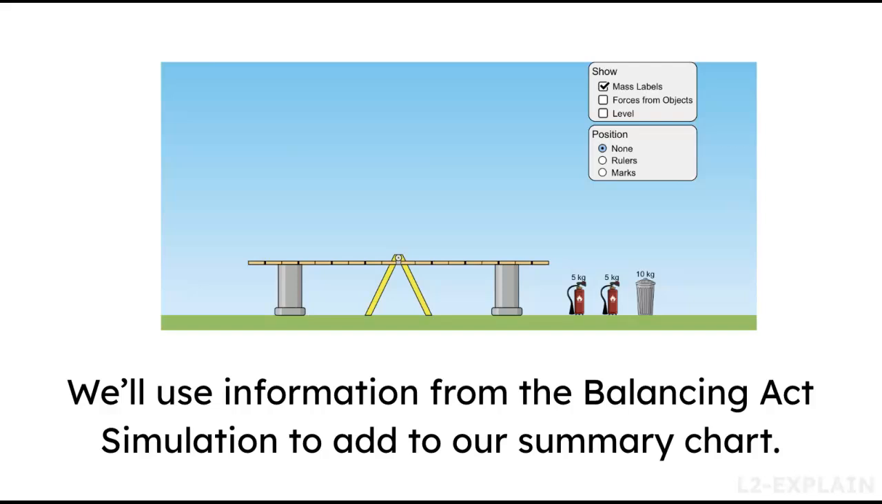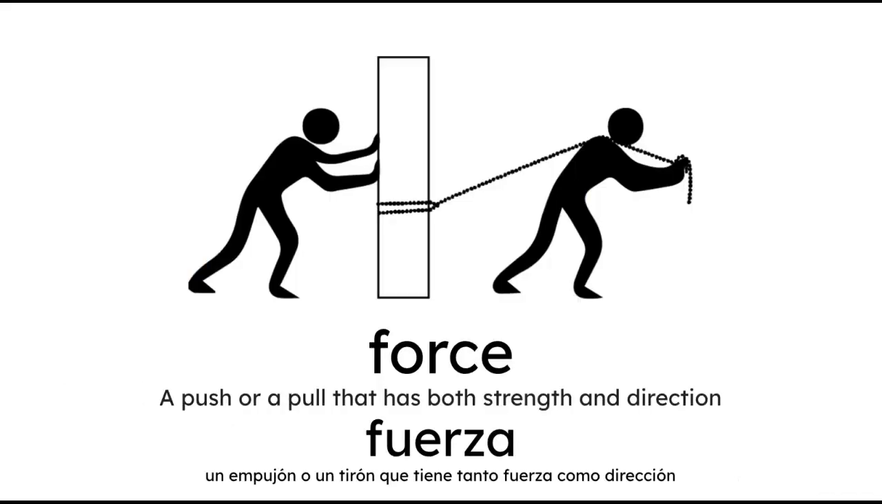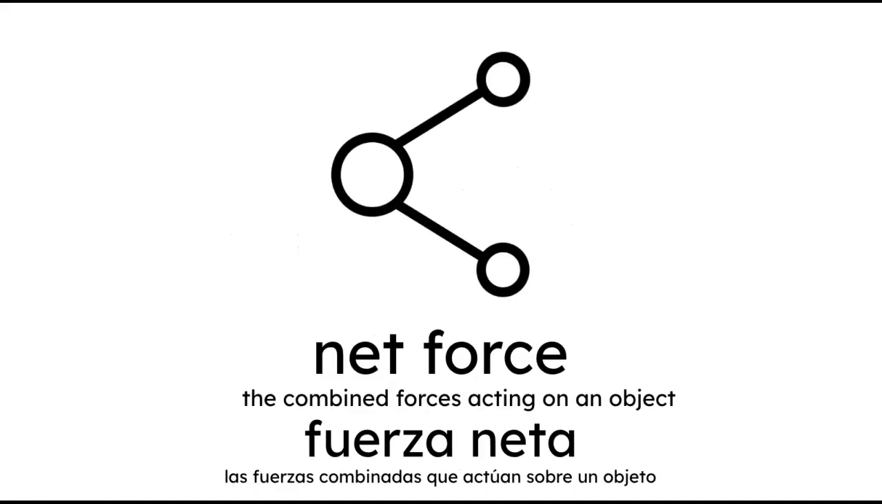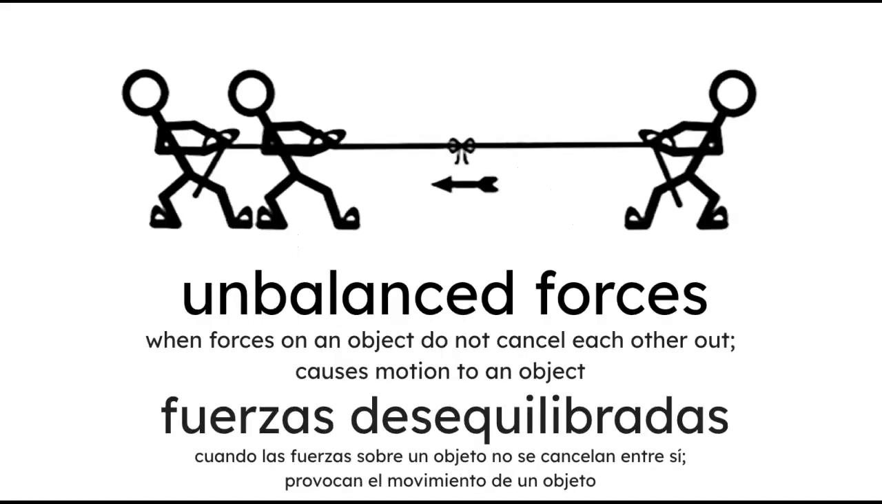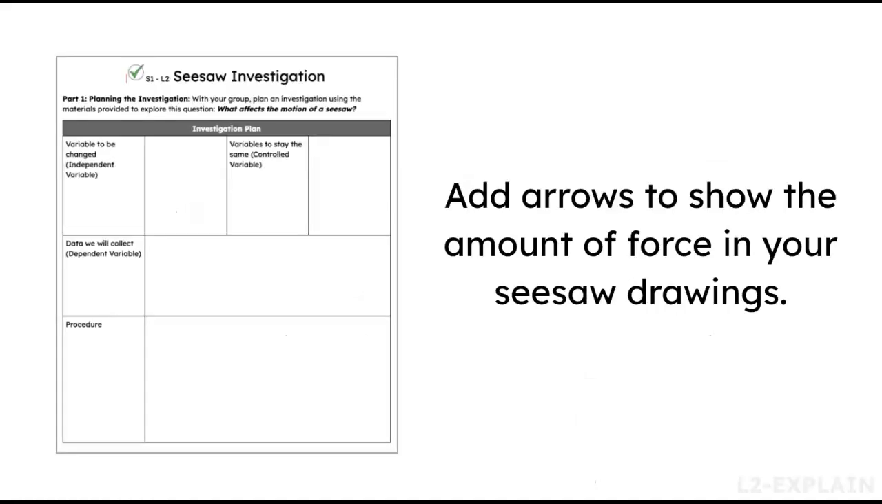You'll also use the balancing act simulation to introduce key ideas about force, balanced and unbalanced forces, and net force. This is where students will be introduced to the key vocabulary. There is a teacher tutorial available to help you carry out this simulation. During the simulation, you can post and discuss the force, net force, and unbalanced forces vocabulary cards. You'll have students return to the Seesaw Investigation student journal page and add arrows to show the amount of force in their seesaw drawings.